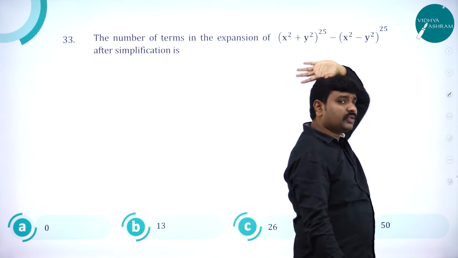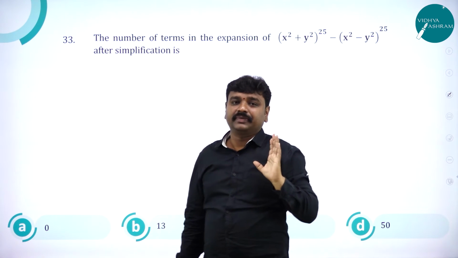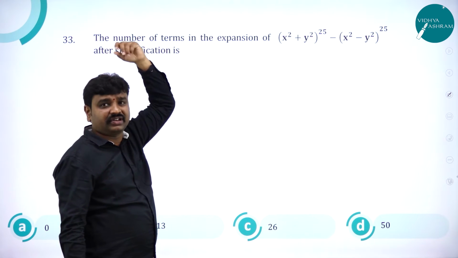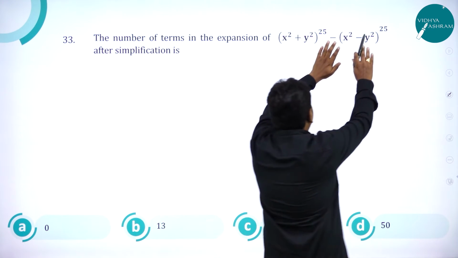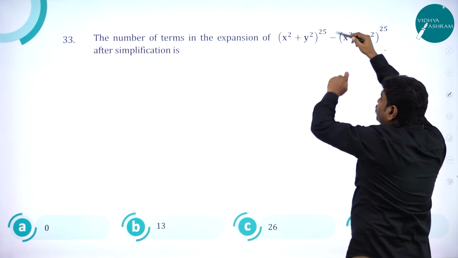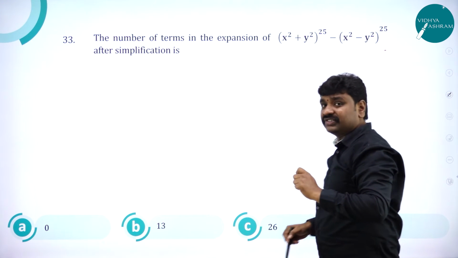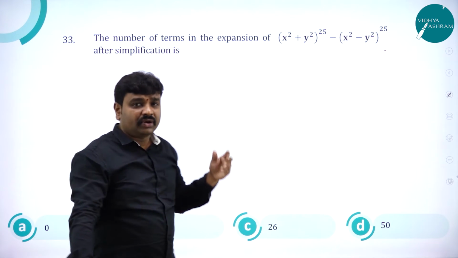Next, the number of terms in the expansion of (x square plus y square) power 25 minus (x square minus y square) power 25 after simplification. After simplification, equal and opposite terms will cancel. If they asked only one part, we would write n+1 terms, 26 terms. Here also there will be 26 terms, but equal and opposite terms cancel. So after cancelling, we have to write the answer.